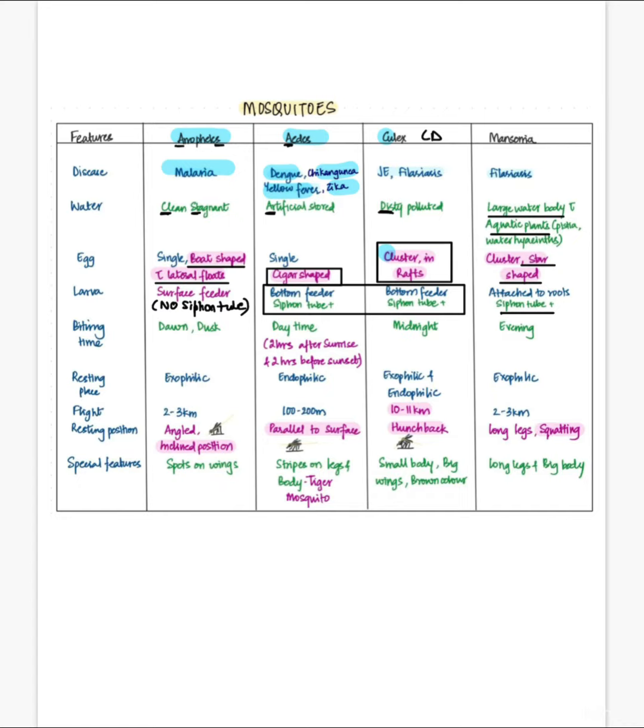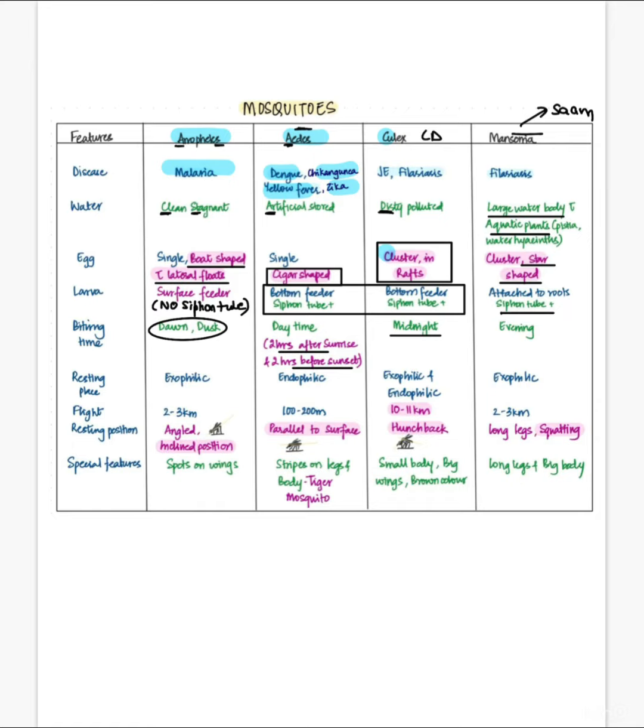Then coming on to the biting time. The Anopheles mosquito bites either in the morning or after the sunset, that is dawn and dusk. Aedes bites throughout the day, guys. Aedes is daytime, that is 2 hours after sunrise and 2 hours before the sunset. Then Culex, that is midnight time. And Mansonia, that is your evening time, Samka time.